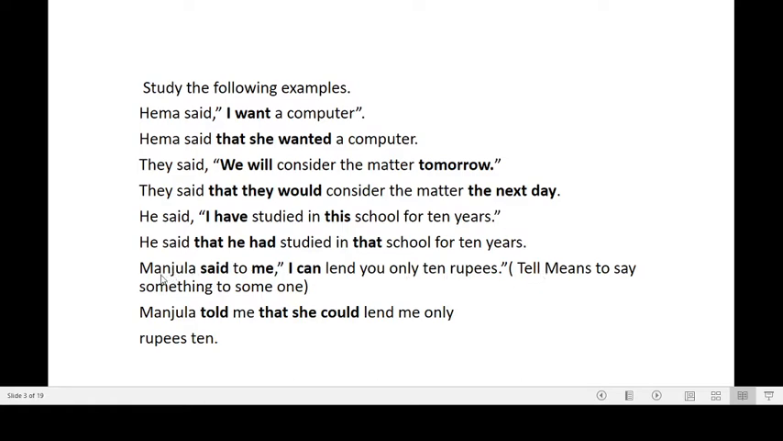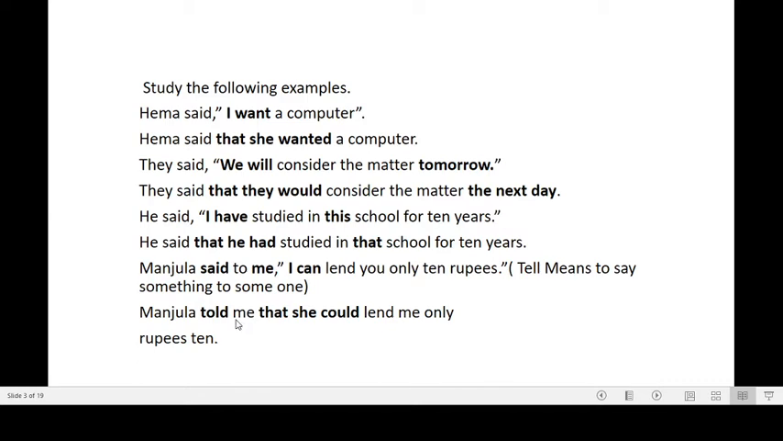Here you see Manjula said to me. Here the pronoun me is given. That is, here a reference is there to the person to whom this statement is told. Tell means to say something to someone. So you have to use told here. So you should use Manjula told me that. You should not directly use told that. You have to use the name of the person or the proper noun or pronoun here.